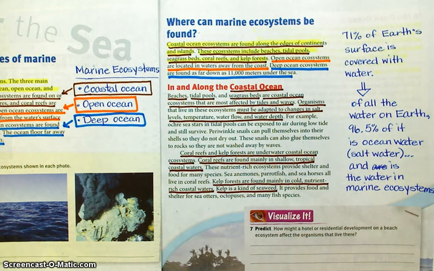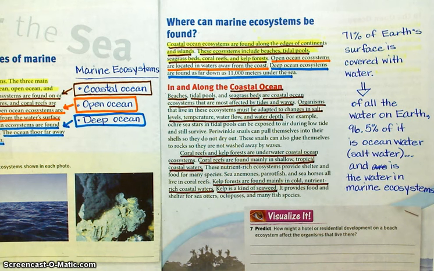Coral reefs and kelp forests are underwater coastal ocean ecosystems. Coral reefs are found mainly in shallow tropical coastal waters. Those are formed from, oh gosh, I can't think of the critter's name, but anyway, the coral reefs are actually formed as a remnant, sort of an ending skeleton from, I think, sea anemones. Anyway, it looks kind of limestoney, but it provides structure and a habitat for a lot of different things.